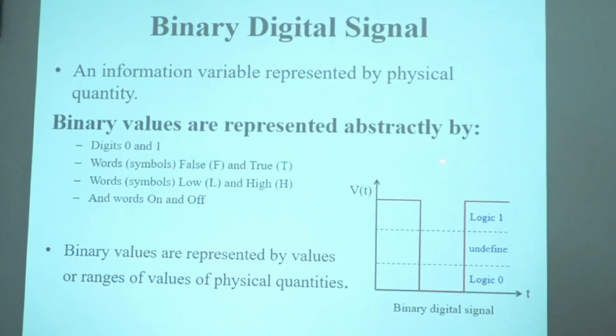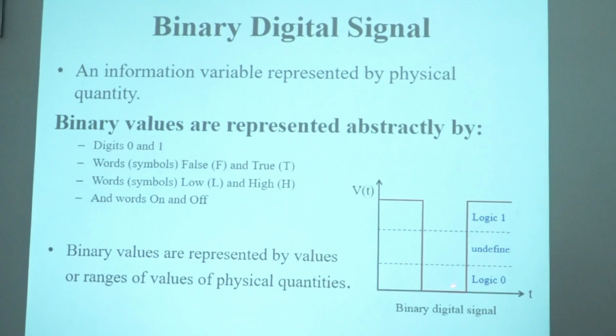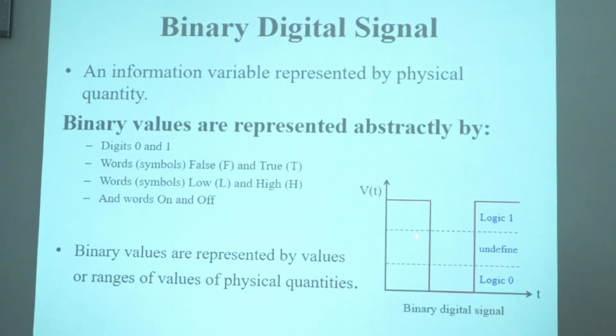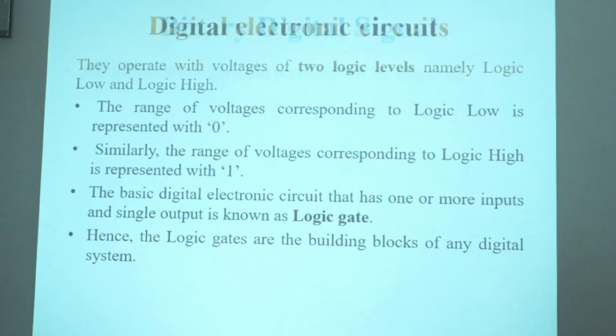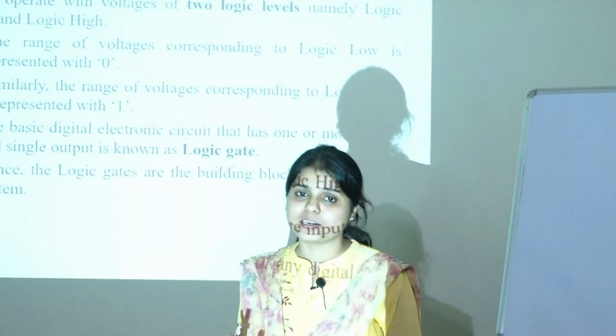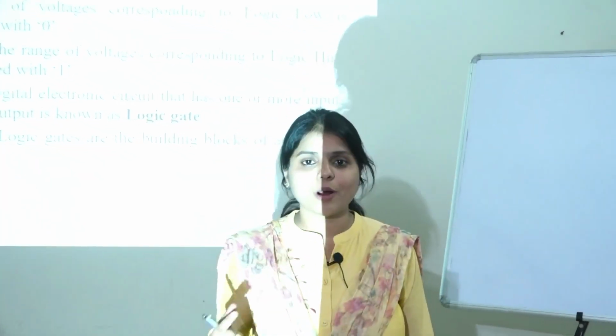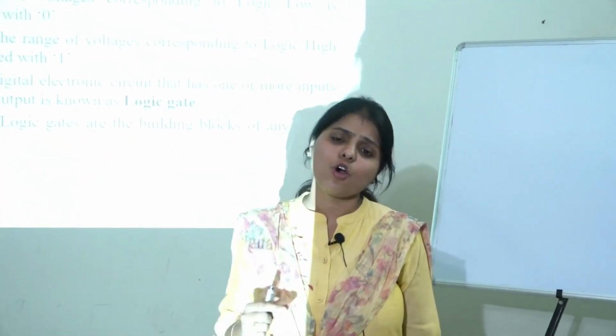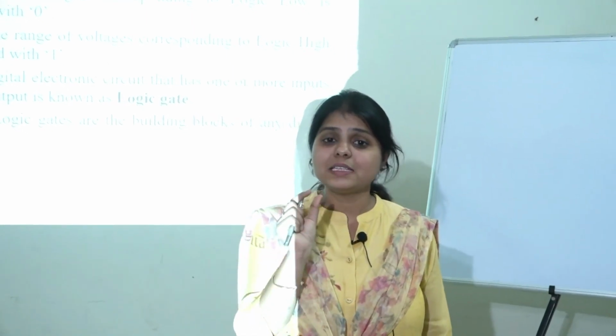Now when you look at this particular figure, this is the binary digital signal. 0 and 1 is represented as a digital signal in this way. Basically, binary values are represented by some range of values of the physical quantities. Now when we talk about a digital electronic circuit, we have talked about the binary signal, right? 0 or 1, low or high, true or false, on and off. That is a binary signal.